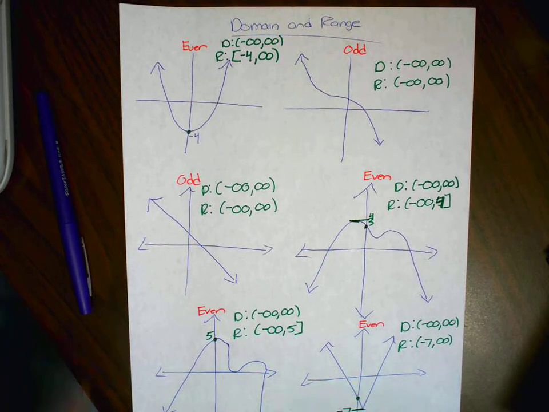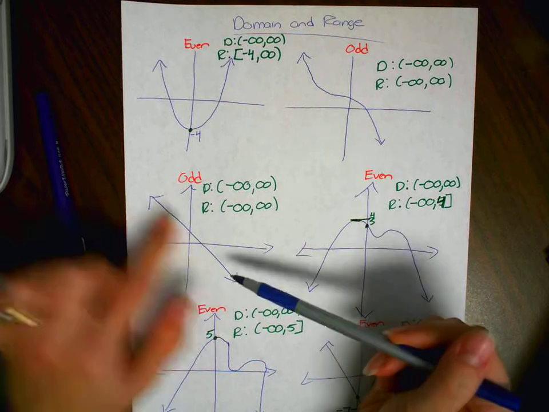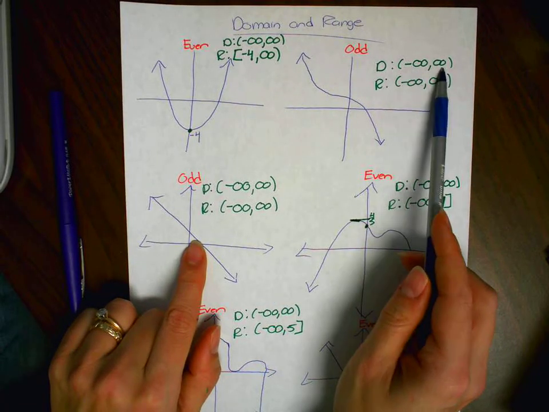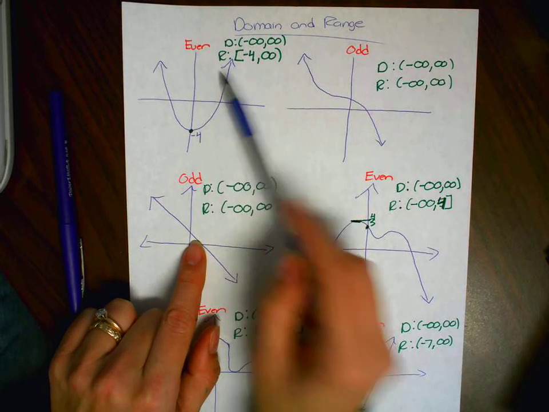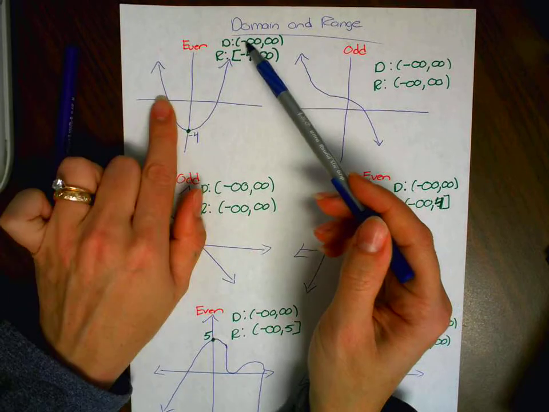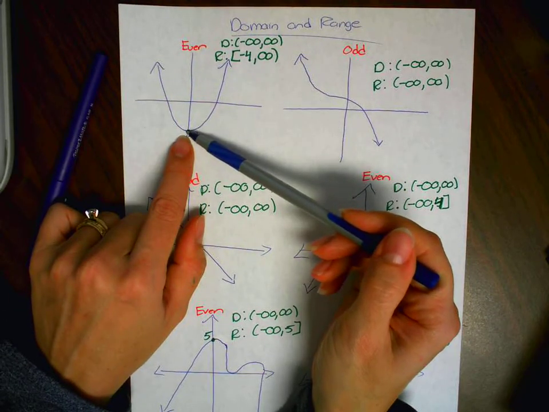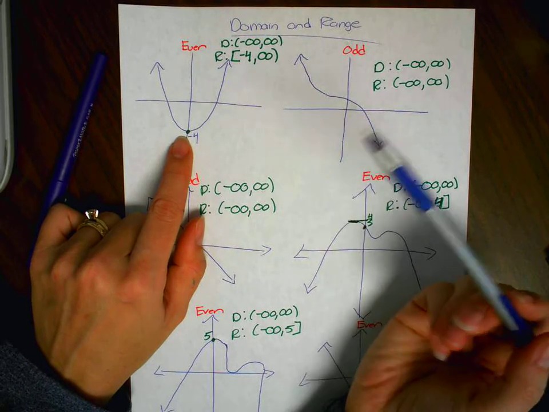Again, odd functions like these two, unless it's not continuous or it doesn't have the arrows at the end, your domain and range both go from negative infinity to positive infinity. If it is even with arrows at the end and continuous with no holes, your domain is negative infinity to positive infinity, but your range is however low or high it goes, and then one end or the other will be infinity or negative infinity.